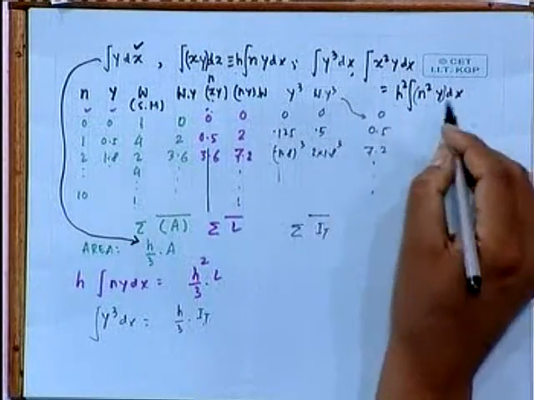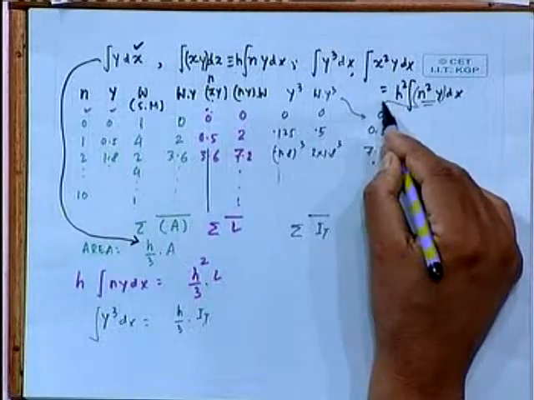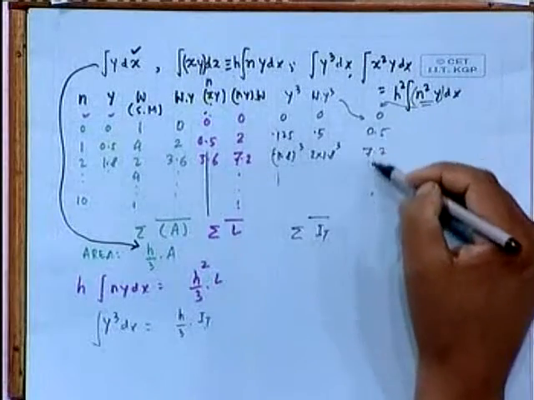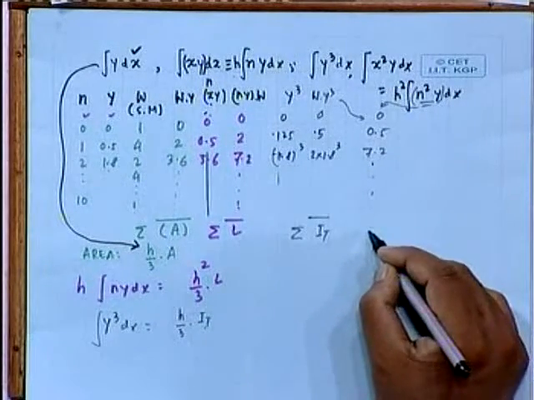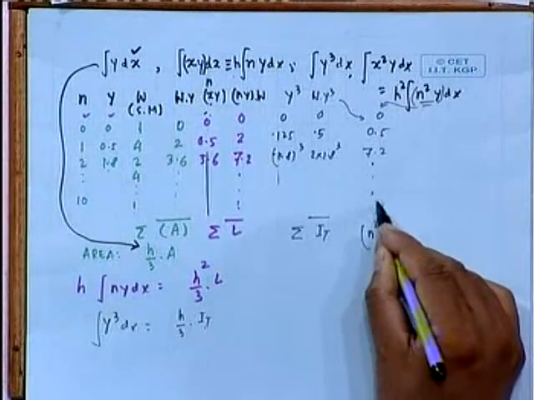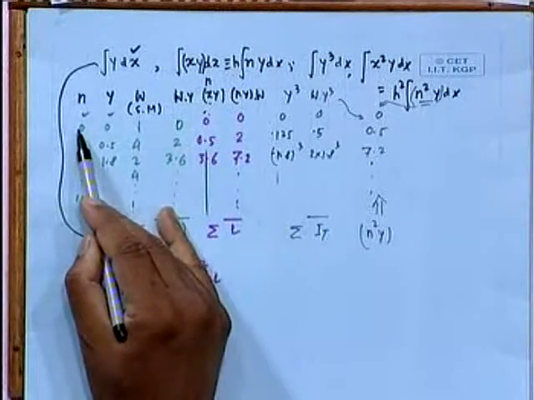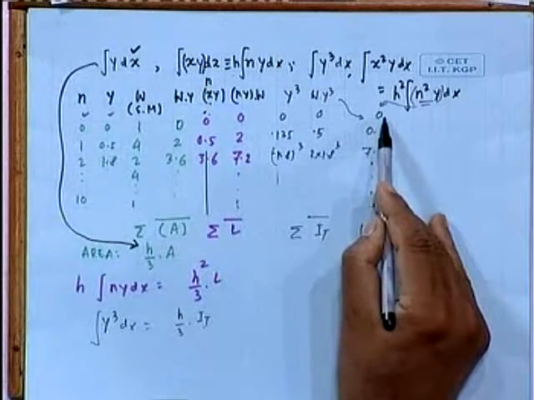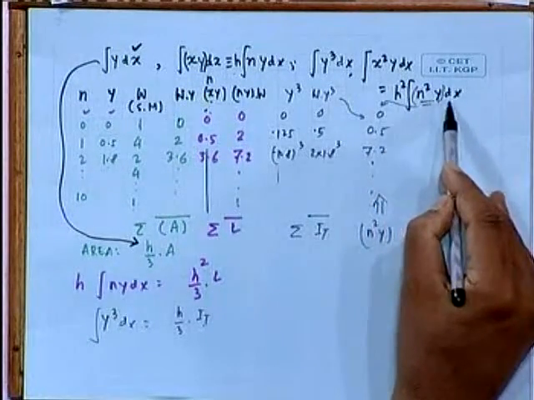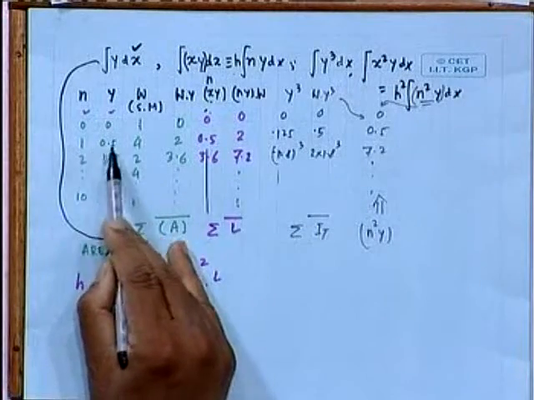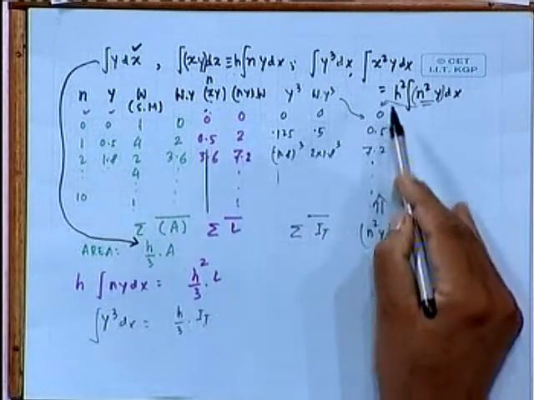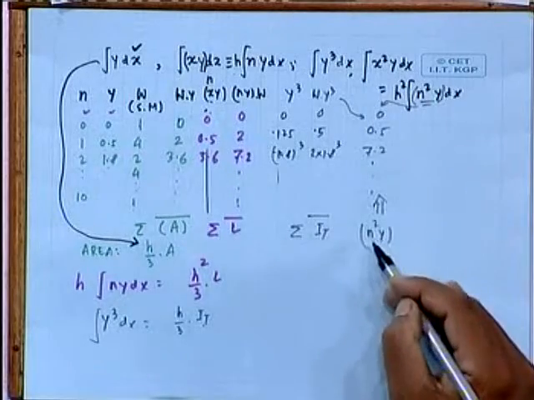This number is my ordinate. This is n square y. We are not able to write here, but this is n square y. This column. Once more, how is it n square y? N is 0, y is 0. So square of this into this is this column, because I am trying to integrate n square y dx. Square of 1 into 0.5 is 0.5. Square of 2, 4 into 1.8, 7.2. This is the column I want to integrate.